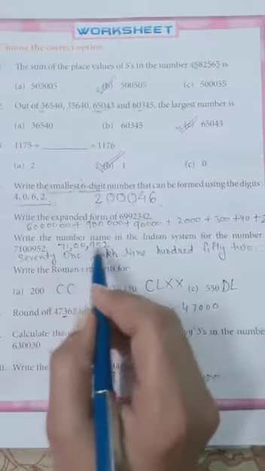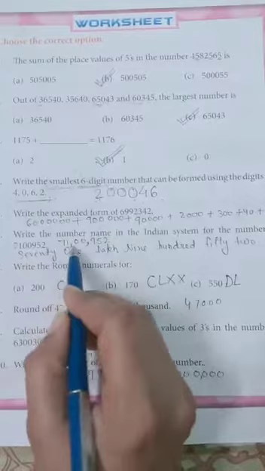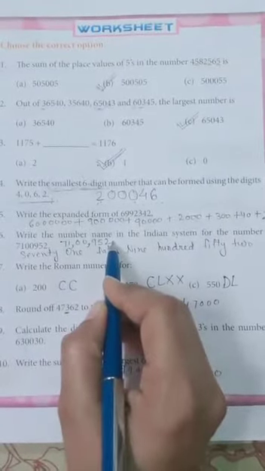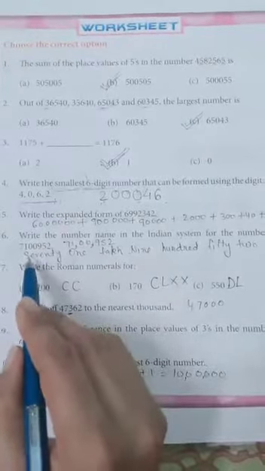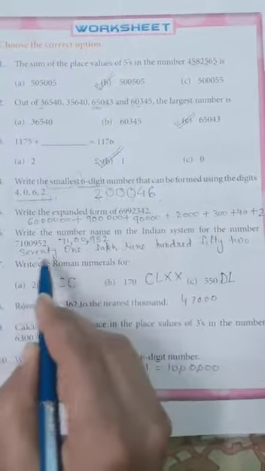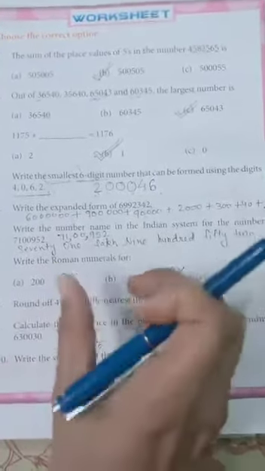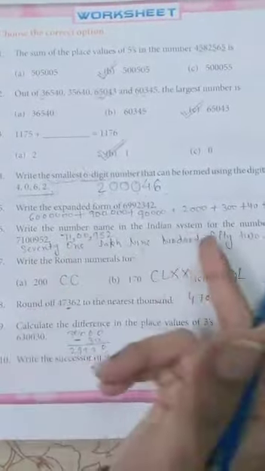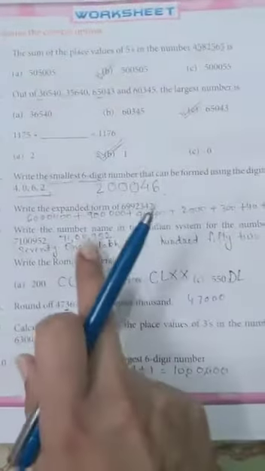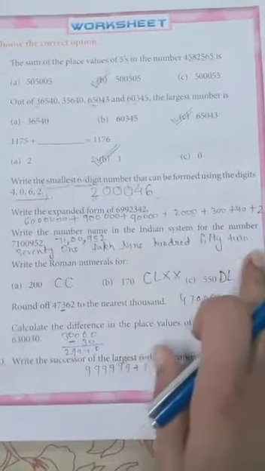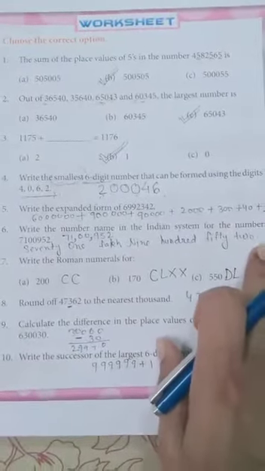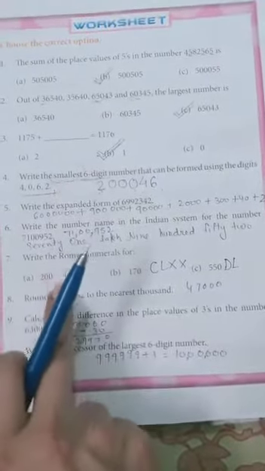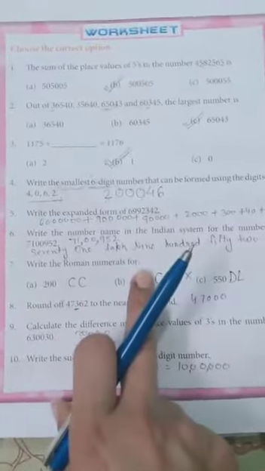So we read this number as 71,952. Okay, so if we write the number name of this, what will this be? 71 lakh 1 period, then nothing in thousand period, so we remain it, and 952, this is here 952. Now come to the question number 7. Write the Roman numerals.